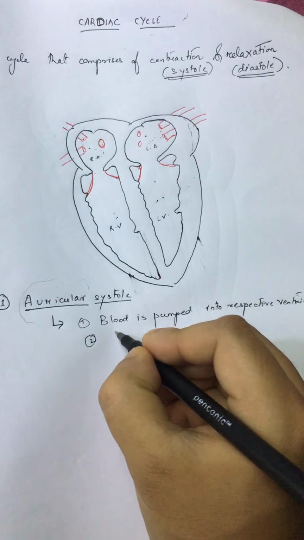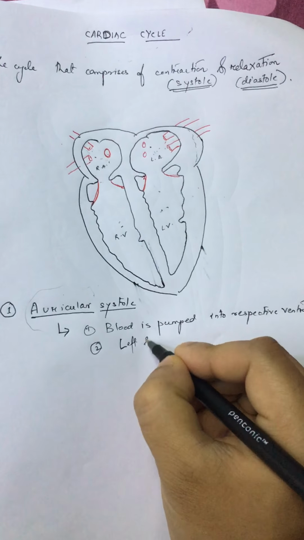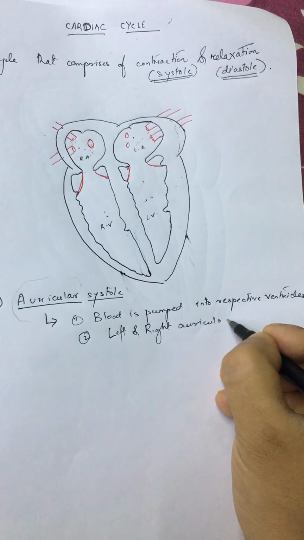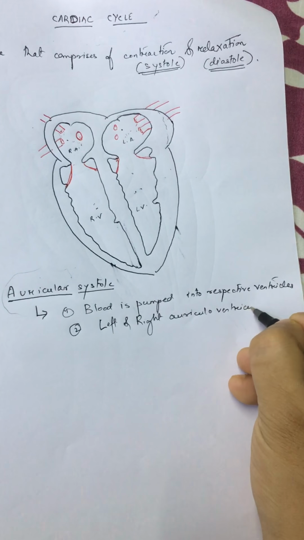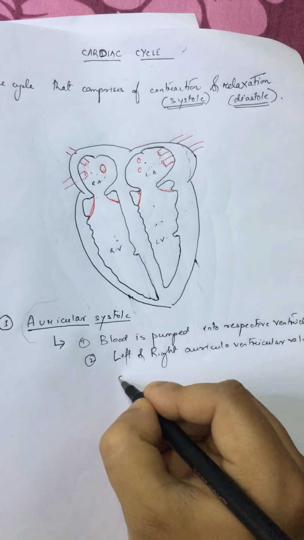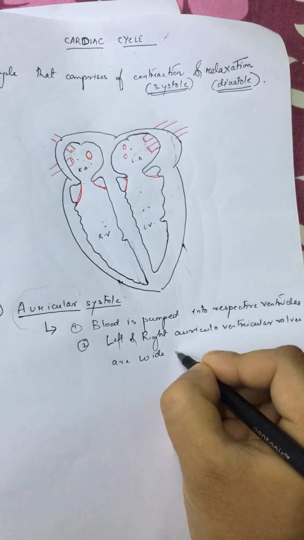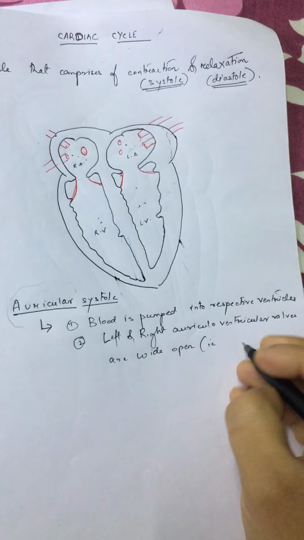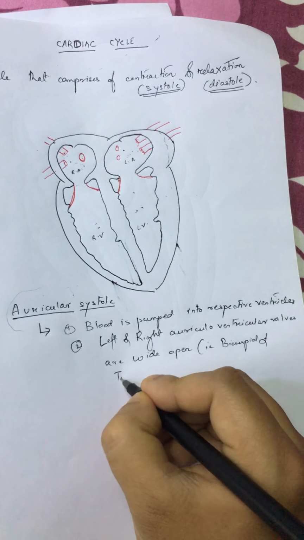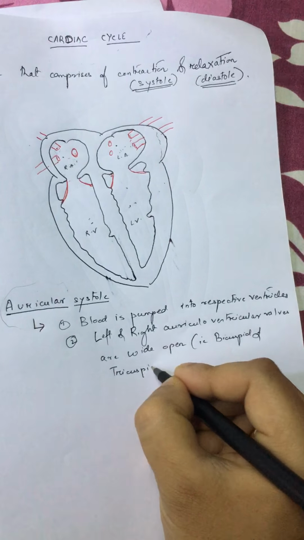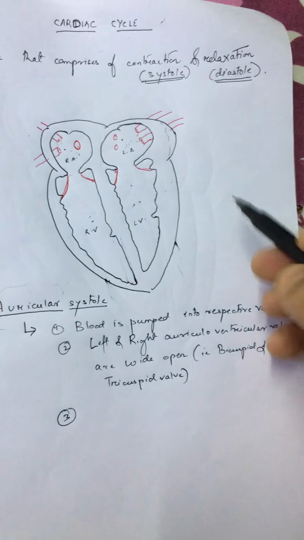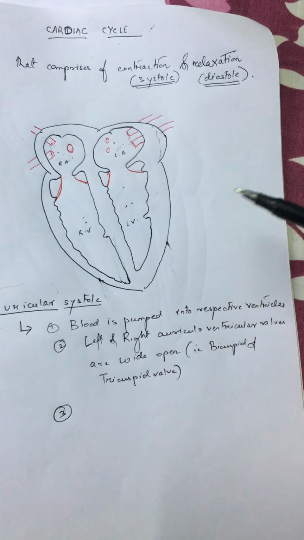So the second thing is that the left and right auriculoventricular valves are wide open. That is, which valves? The bicuspid valve and the tricuspid valve. The bicuspid valve is also called the mitral valve. So these valves must open. Then only will the blood be able to come from the auricles to the ventricles.